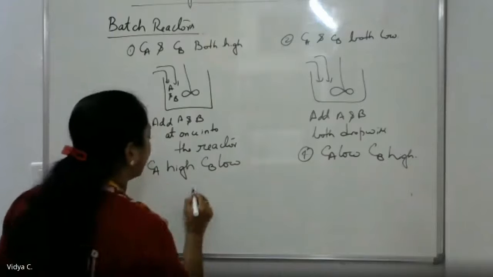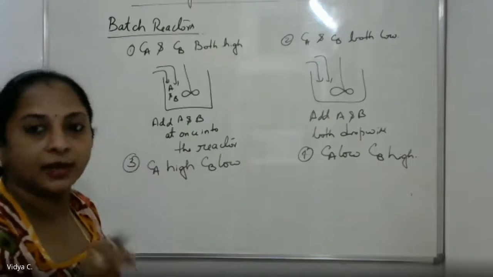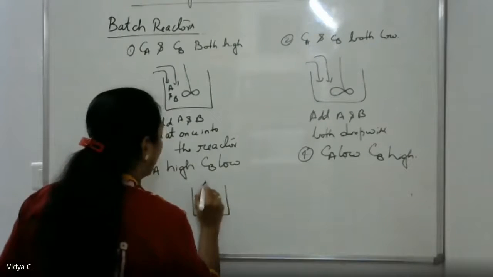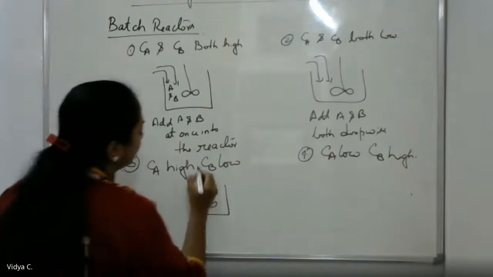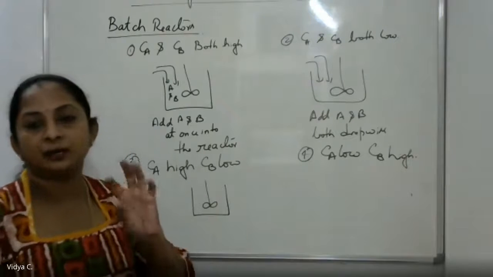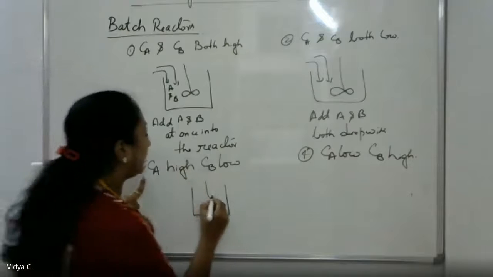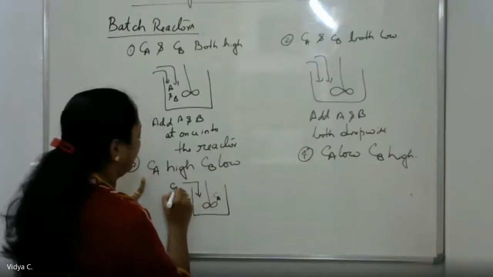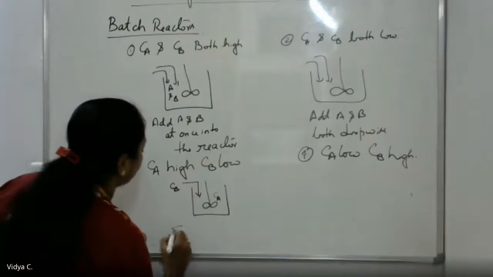What are semi-batch reactors? In semi-batch reactors, one will be taken in batch mode and the other one will be taken in continuous mode. So if I need high CA, then I'll take that in batch mode. Anywhere you need higher concentration, it should be taken in either plug flow mode or batch mode. So A is high, A will be taken in the batch, and B will be added slowly. So this is a semi-batch reactor.